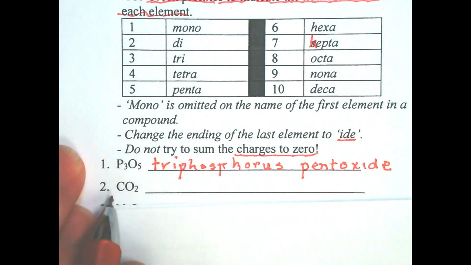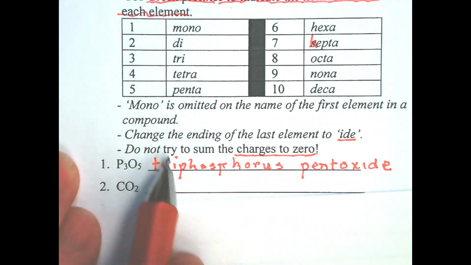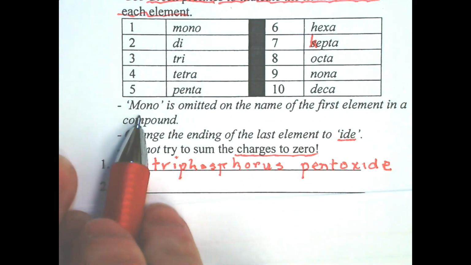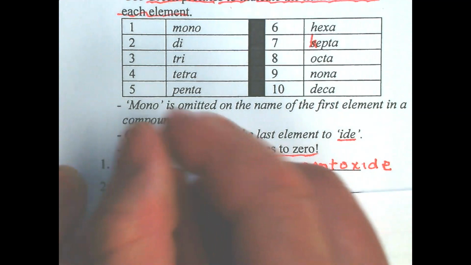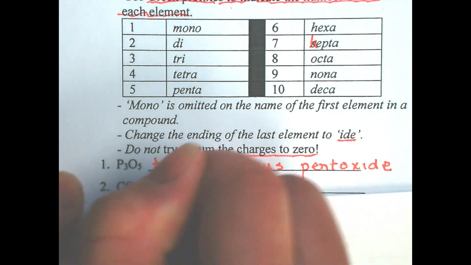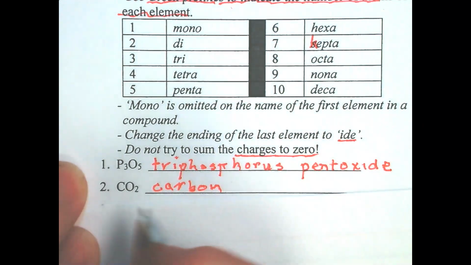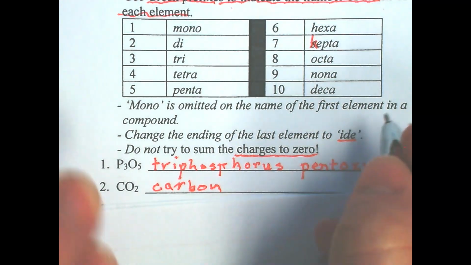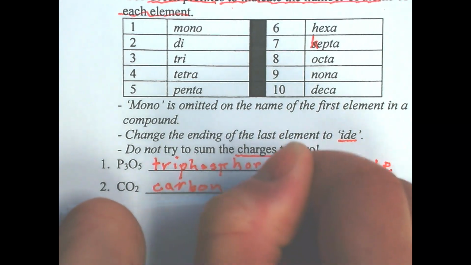I am not going to say there's one carbon, but I am not going to say monocarbon, because generally the word mono is omitted from the name if it's the first element, we don't say mono. So we're just going to say plain old carbon. And then 2 oxygen would be dioxygen, but we change the ending to IDE, so it becomes dioxide.